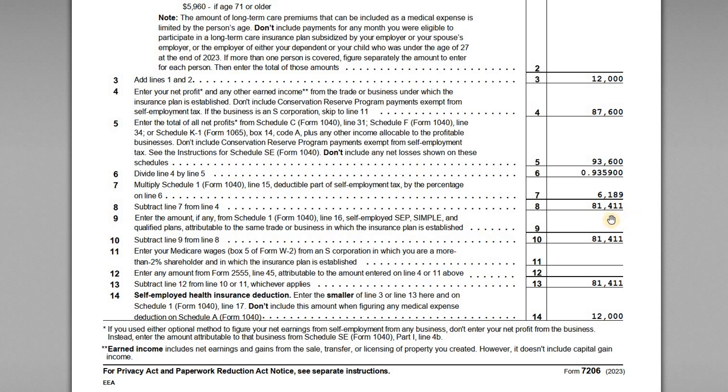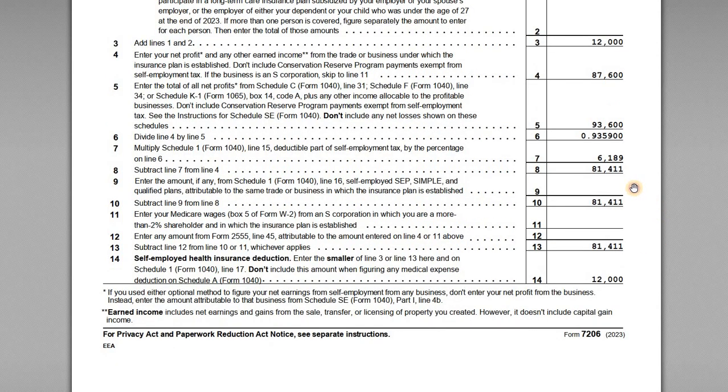So on line 7, we report $6,189. Line 8 asks us to subtract line 7 from line 4 above. And so we're left with $81,411. Now, line 9, we don't have any contributions to any kind of retirement plans, so that's left blank. Line 11, we're not an S corporation, right? This is a partnership, and we have sole proprietor income, so we don't have a W-2 with any Medicare wages. So you would complete this line item if you were doing this for an S corporation shareholder, but in our case, we have a partnership, so we are not.